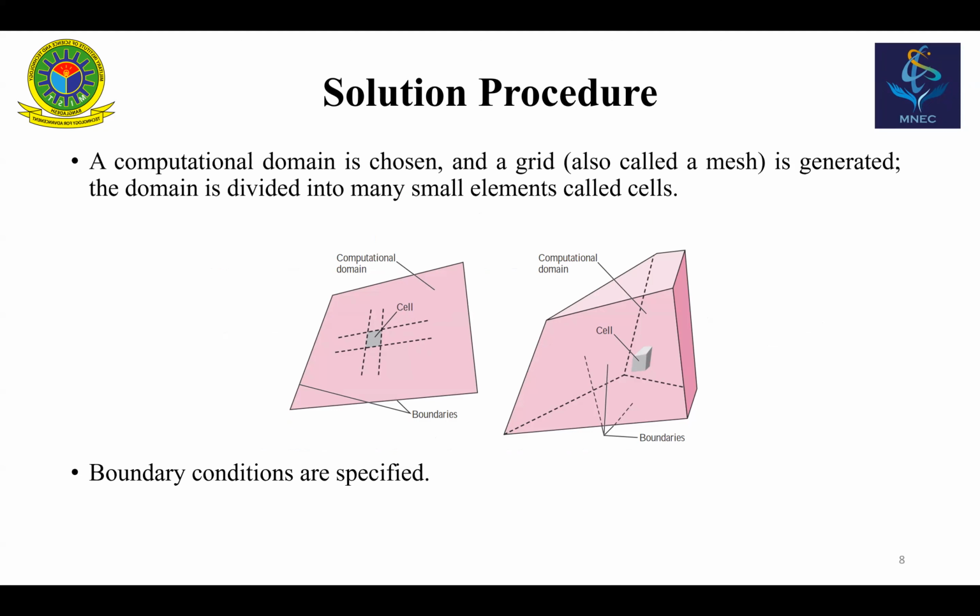When you perform your simulation, you will face two kinds of situation. In some cases, you will solve your problem two-dimensionally, and in some cases, three-dimensionally. The three-dimensional one is more complex than the two-dimensional one. Whenever you are dealing with a two-dimensional geometry, you have a two-dimensional cell, and whenever you are dealing with a three-dimensional computational domain, we have a 3D cell or mesh.